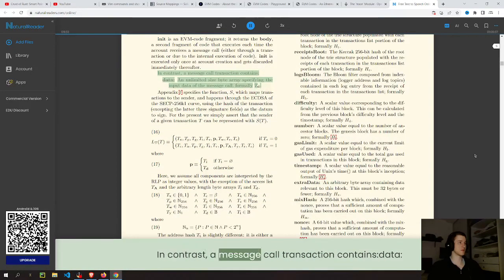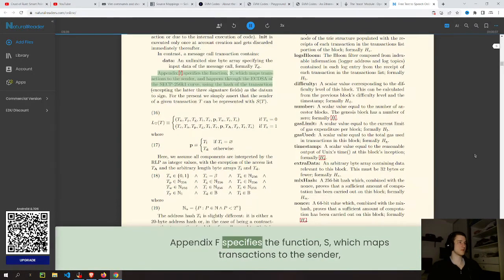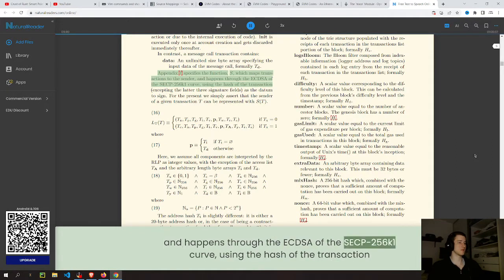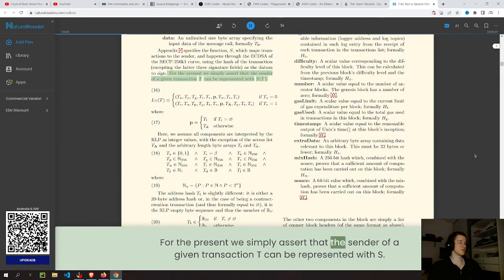In contrast, a message call transaction contains data, an unlimited size byte array specifying the input data of the message call, formally T_d. Appendix F specifies the function S, which maps transactions to the sender, and happens through the ECDSA of the SECP256K1 curve, using the hash of the transaction as the datum to sign. For the present we simply assert that the sender of a given transaction T can be represented with S(T).